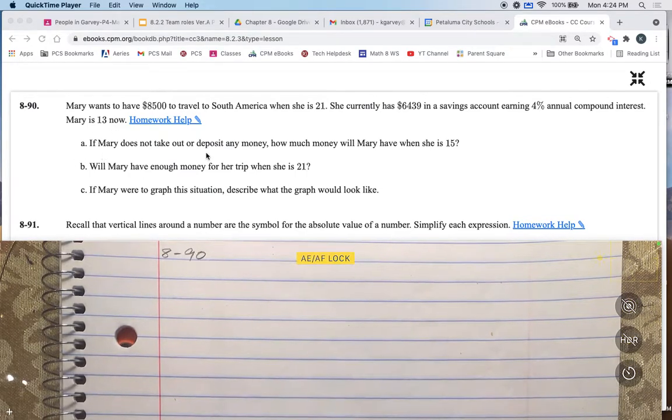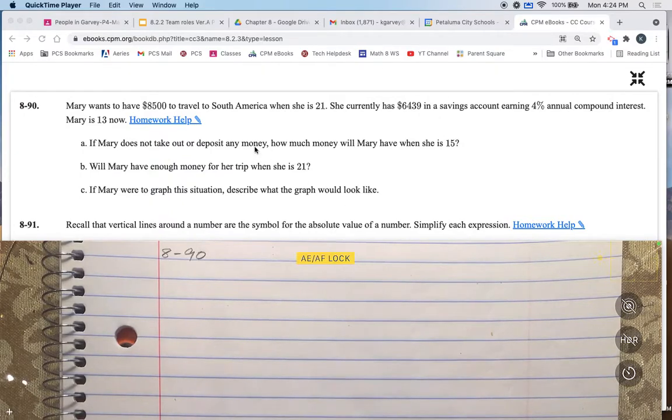If Mary does not take out or deposit any money, how much money will Mary have when she is 15? Will Mary have enough money for her trip when she is 21? If Mary were to graph this situation, describe what the graph would look like.